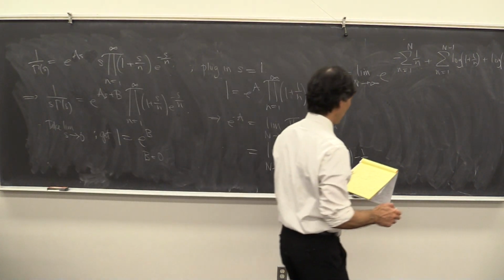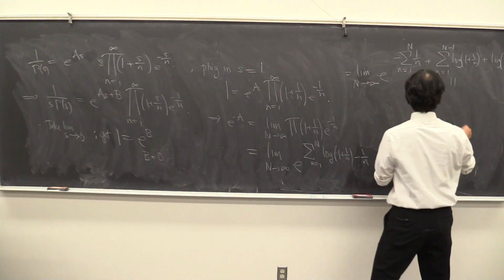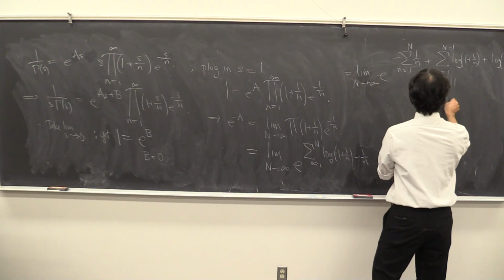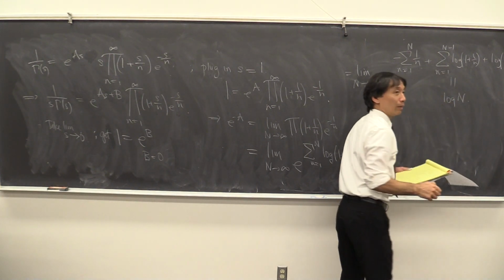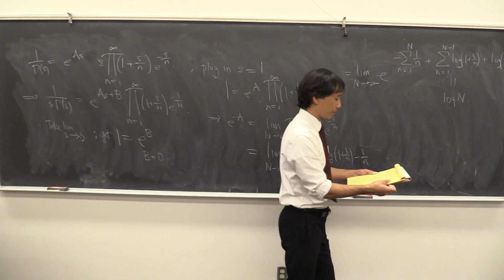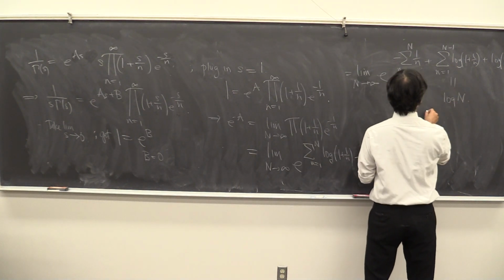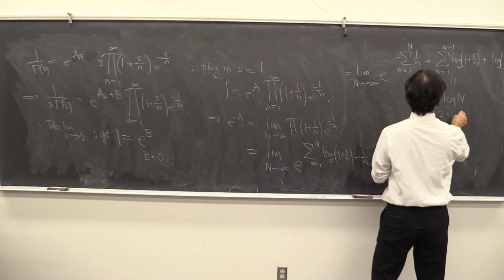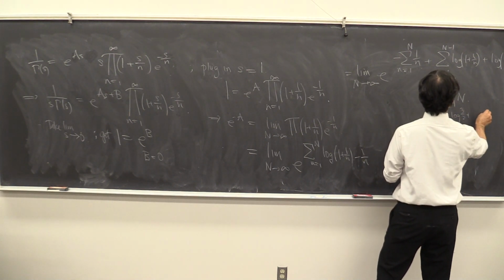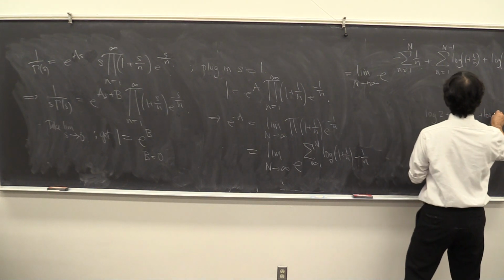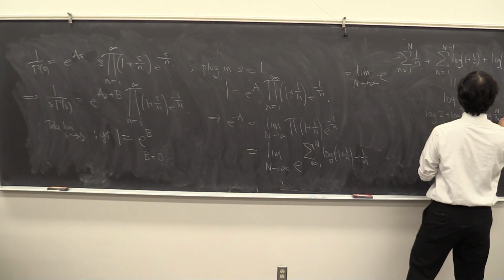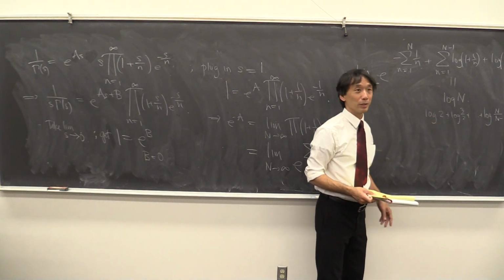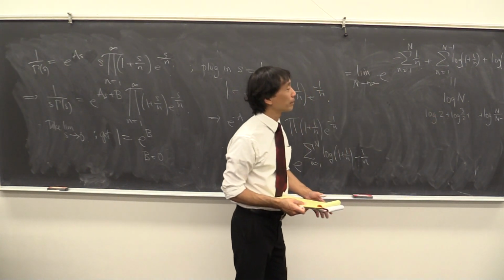But this, if you work it out, just turns into log of capital N, because as you see, it's log 2 plus log 3/2 plus up to log N over N minus 1. And so all those things cancel out, and you're just left with log N.